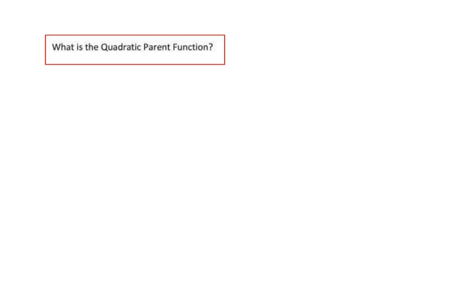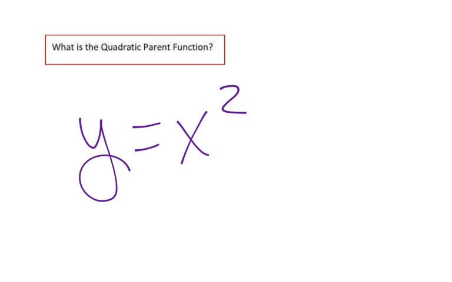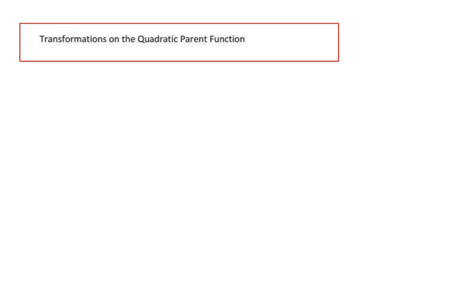Okay, this is for Algebra 1, and this is more than meets the eye. We're talking about transformations to the quadratic parent function. First of all, you've got to remember what the quadratic parent function is, and that is y equals x squared. Transformations on the quadratic parent function that we've talked about so far involve 5 words.